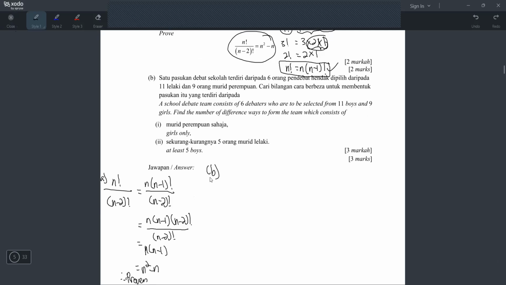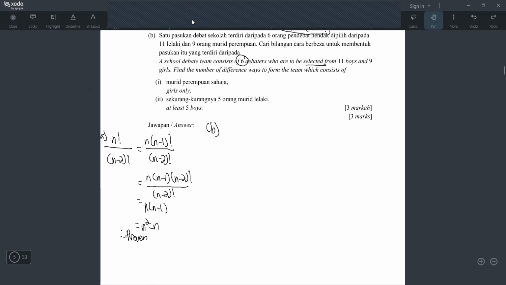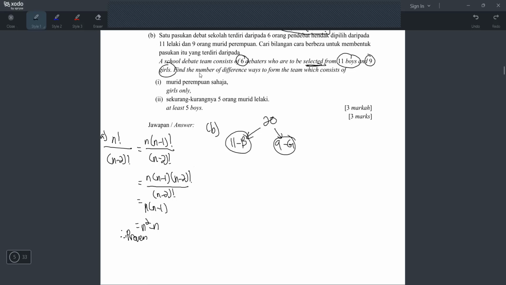All right, so this is definitely a permutation combination chapter question. Okay, let's read B. A school debate consists of 6 debaters who are to be selected. So definitely it's a combination question because the keyword here is select. Select means choose. It means order is not important. So we will be using combination. Okay, 6 debaters choosing from 11 boys, 9 girls. It means total got 20. Okay, 20. It consists of 11 boys, 9 girls, right? But we are only choosing 6, right? So find the number of different ways which consists of girls only.